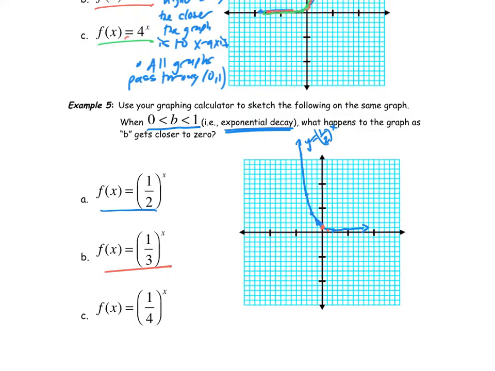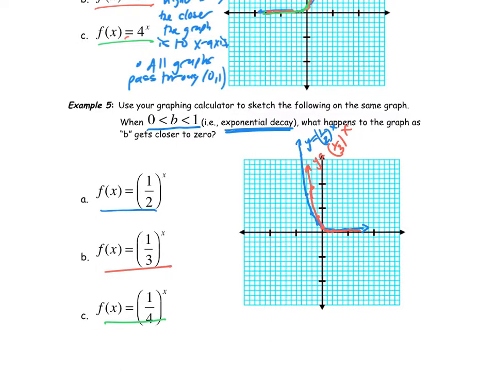When x is 2, y is 1/9. When x is -1, y is 3. When x is -2, y is 9. So I'm going to sketch this graph. When x is greater than 0, this graph is closer to the x-axis than 1/2 to the x, and then it's going to be steeper when x is less than 0. So this is y equals 1/3 to the x, and let's graph the last one.